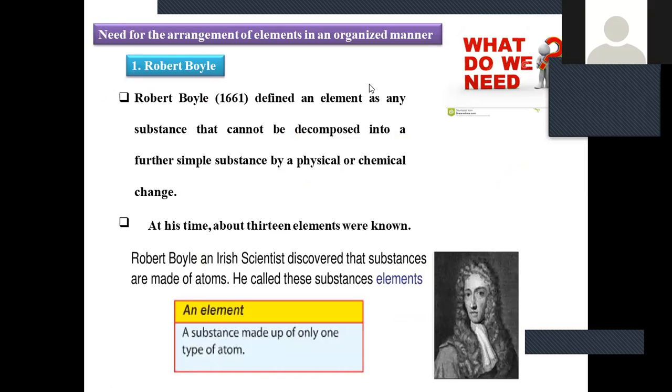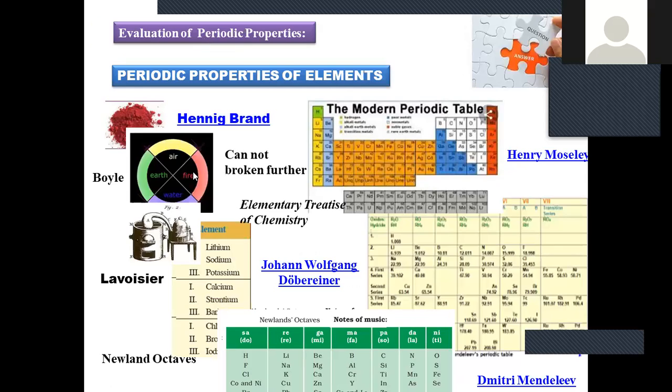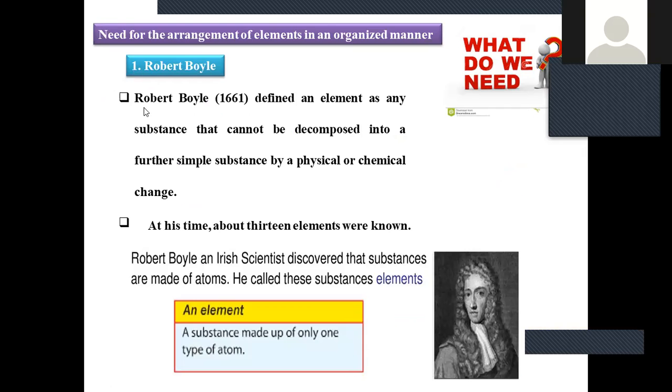So now let us move on to the various classifications provided by the scientists in accordance with our academic textbook, right? Robert Boyle's classification, as we just saw, comes in the second place. Robert Boyle in 1661 defined elements as substances that cannot be decomposed further. Those are the tiniest particles. Further decomposition, further fragmentation may not be possible, and they are simple substances by physical and chemical change.